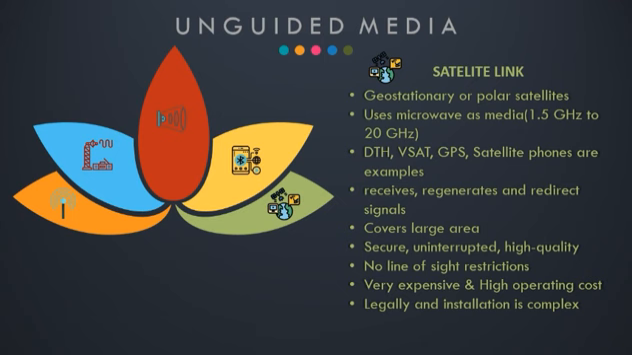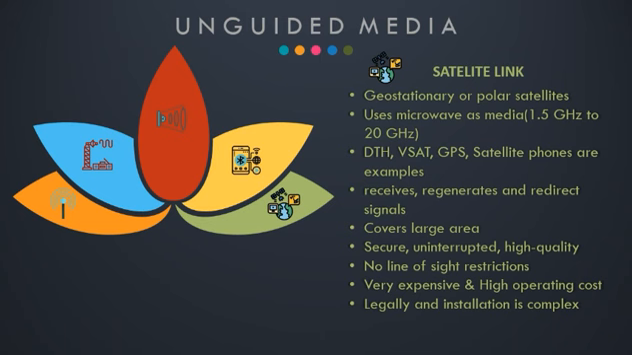Then it covers a large area. Compared to other wireless media, it covers a very large area. Then it is secure and uninterrupted. There is no interruption during the transmission, and it is also secure and high quality. There are no line of sight restrictions. Compared to microwave or other line of sight communications, there are no restrictions such as natural mountains or tall buildings or towers or something like that.